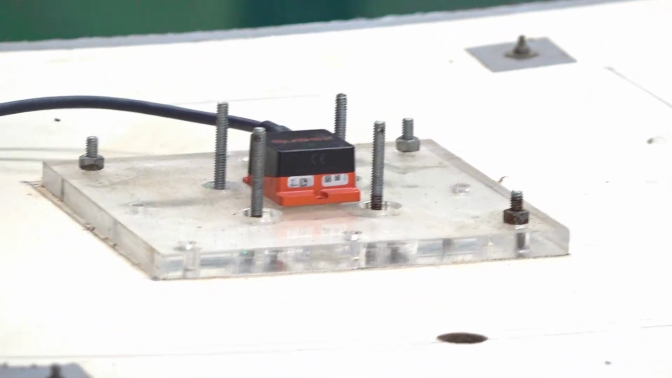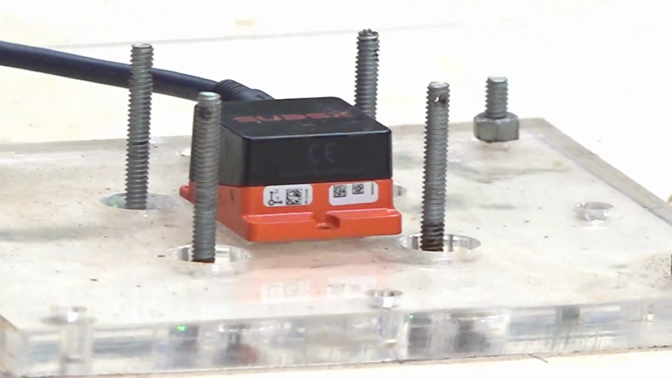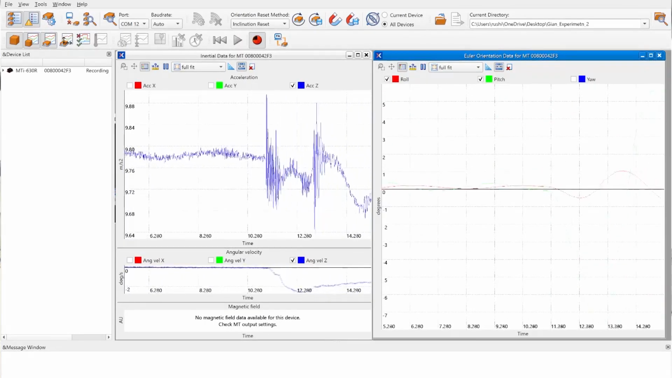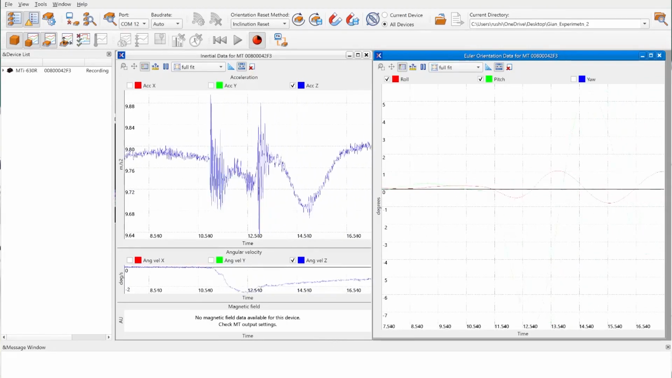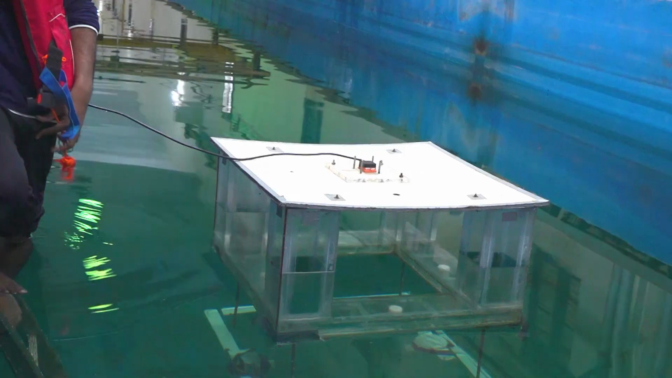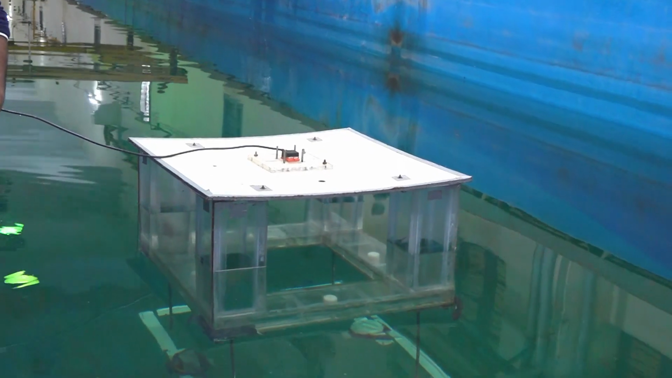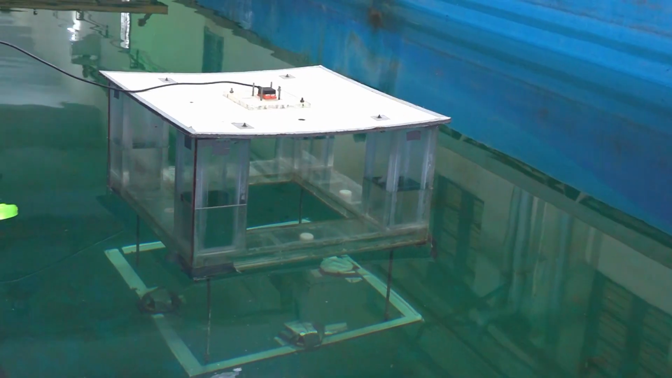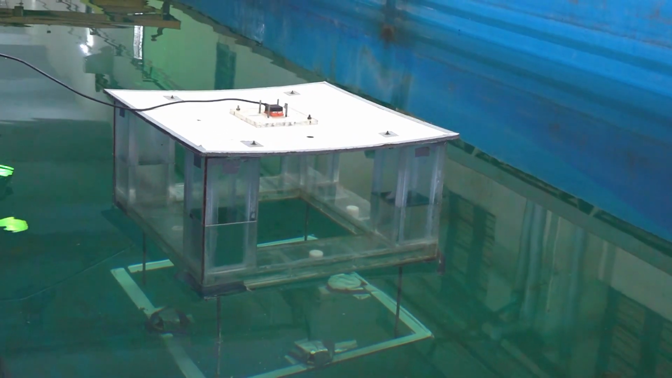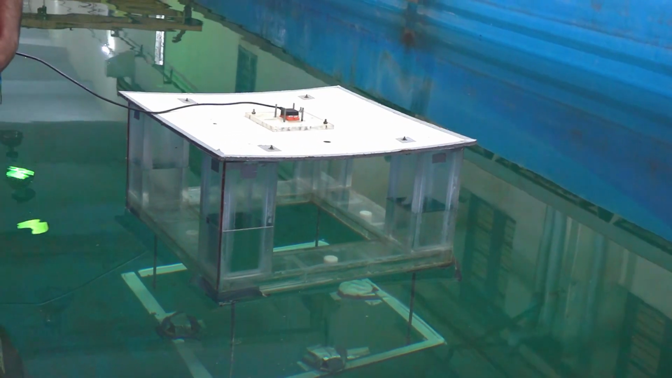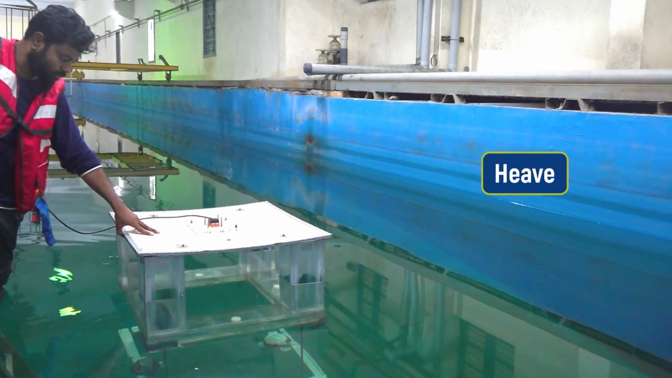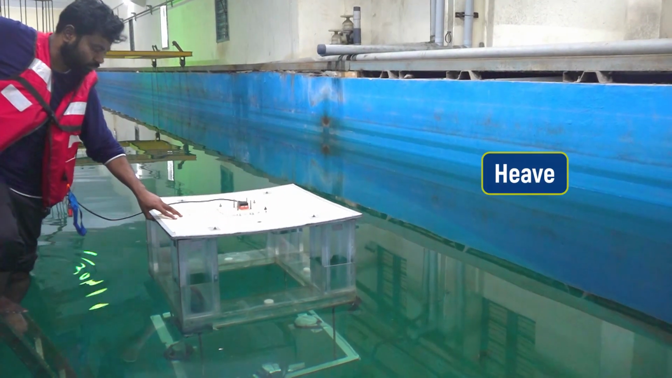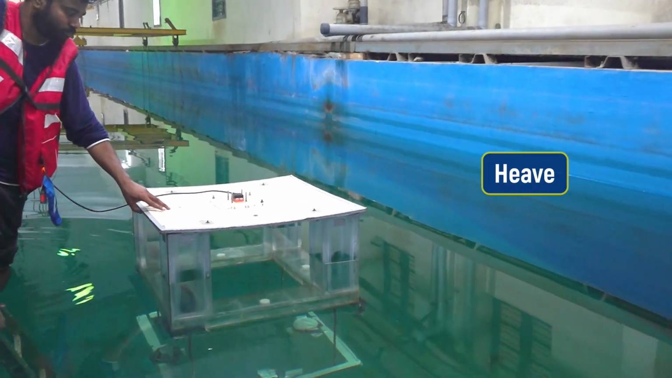Now we are going to give a stroke, based on which the responses will be recorded in the PC, and that will be post-processed to find out the natural period and the damping ratio. Before we do it, the floating structure is deliberately placed in the middle, primarily to avoid any reflection from the wall when the waves are generated because of the oscillation which we give to the floating structure. Now our scholar deliberately gives a stroke in the heave direction, and the data will be recorded in the software.